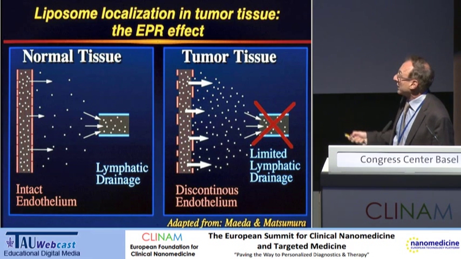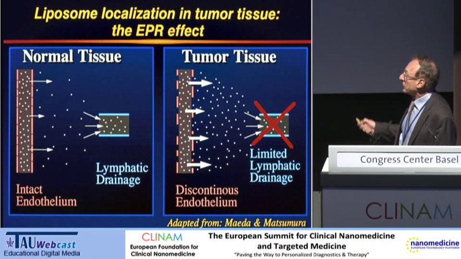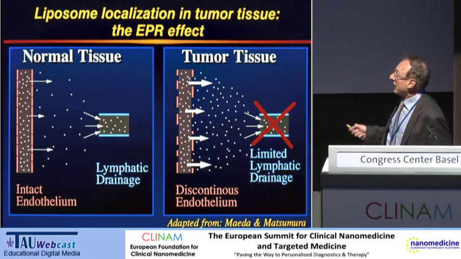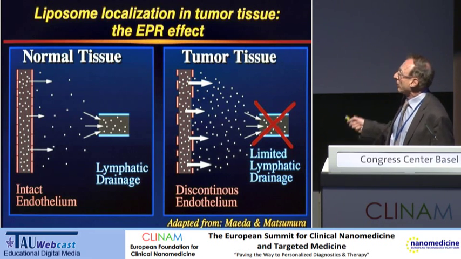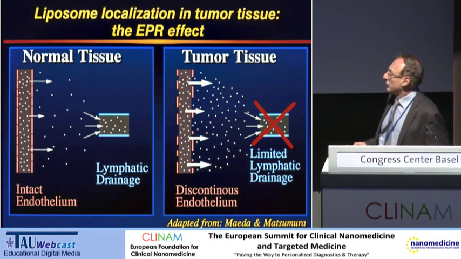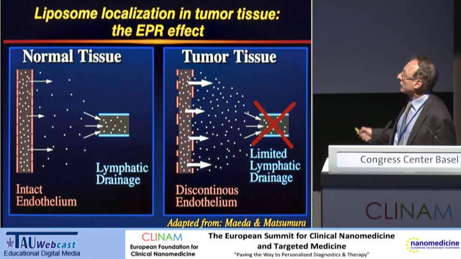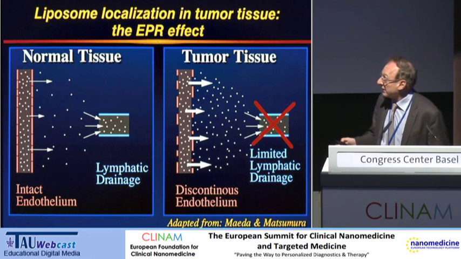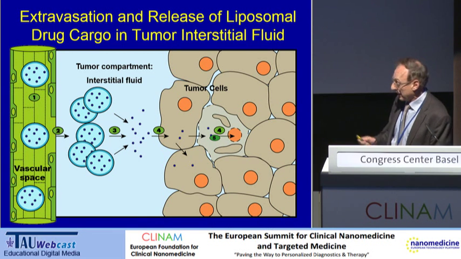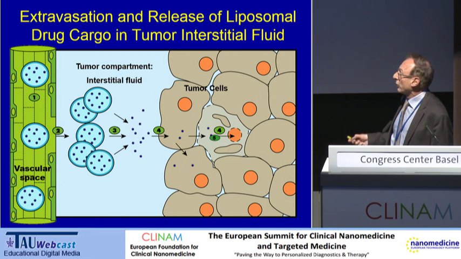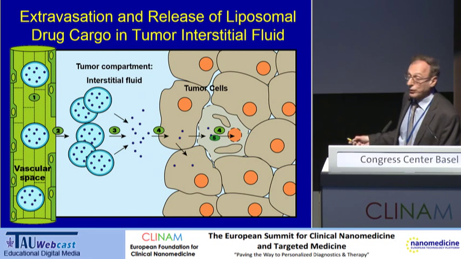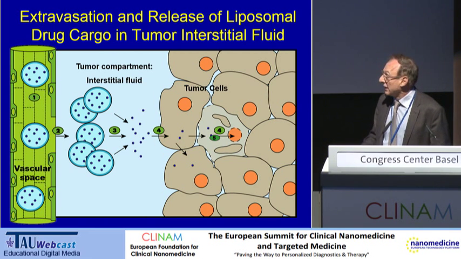This is just another cartoon that I use a lot to illustrate the EPR effect, especially for young scientists. Normal tissue has a very tight endothelial lining. Tumor tissue has a fenestrated endothelial lining. There is active lymphatic drainage in normal tissue, no lymphatic drainage in tumors, and therefore these nanoparticles start extravasating and accumulating in the interstitial fluid, and gradually they release the drug. The drug, because it is a small molecule, can then move across various tumor cell layers and kill the tumor cells.